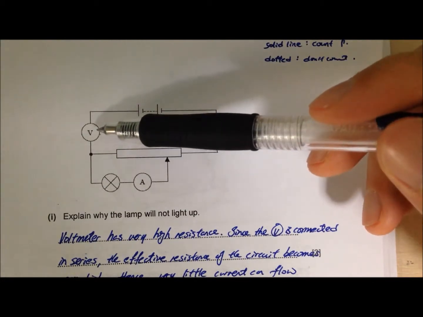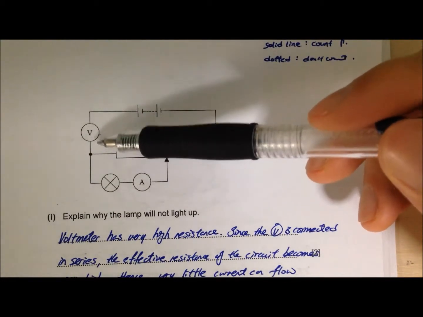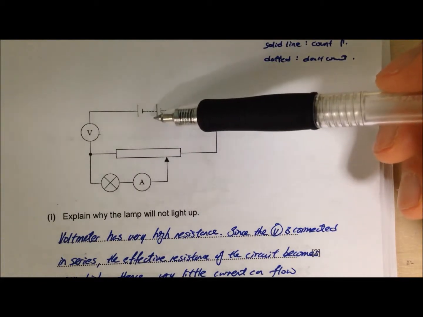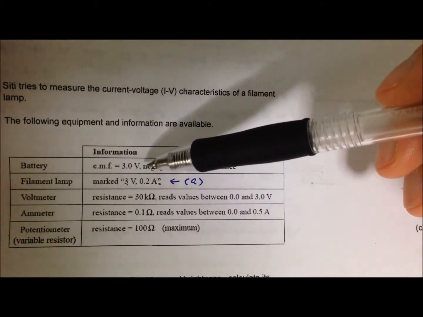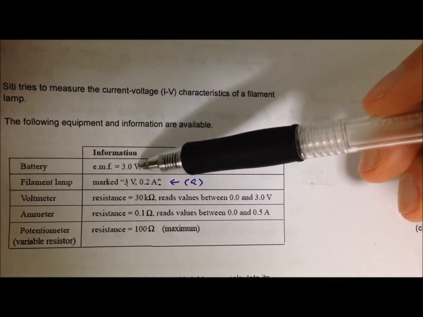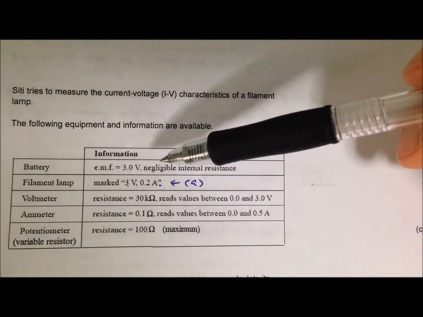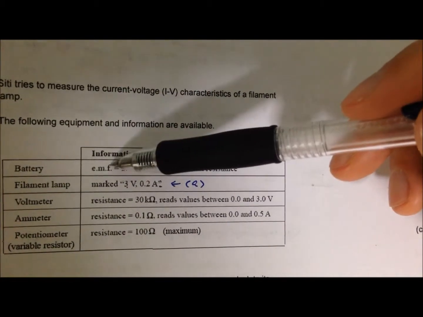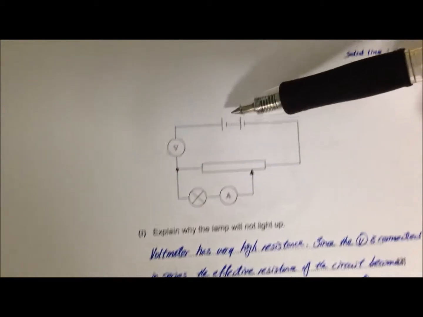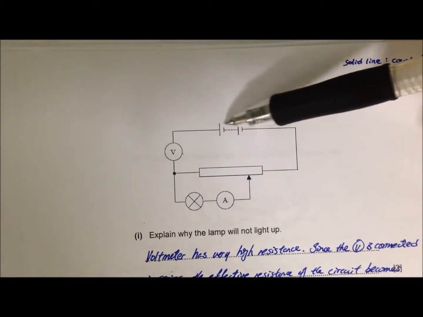And the sharing ratio depends on the resistance of the component. So if this guy is having very high resistance, it is going to receive almost all the EMF from the battery. So if you look at the table here, the battery is having an EMF of 3 volt. Now I have to point out that even though they say that this is singular battery, right? Some of you may be wondering, oh, okay, I have 2 batteries, shouldn't this be 6 volt?